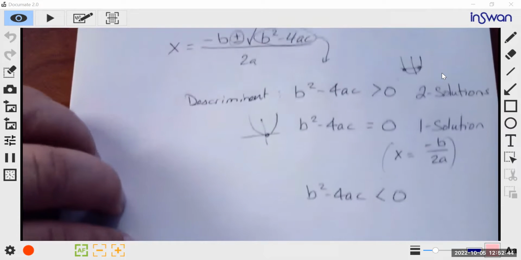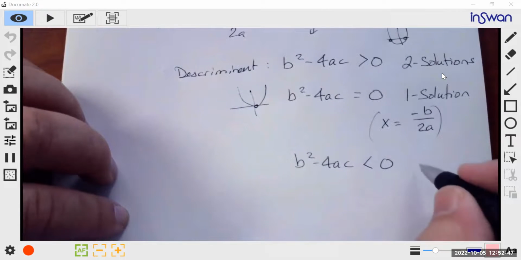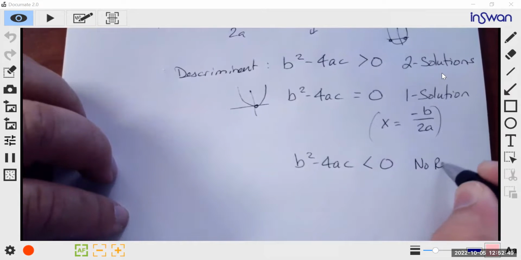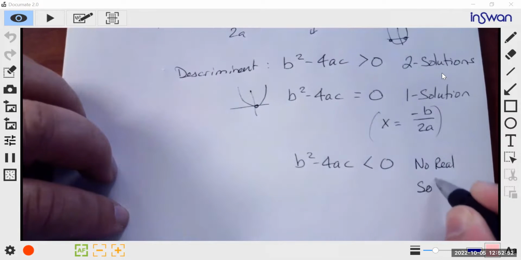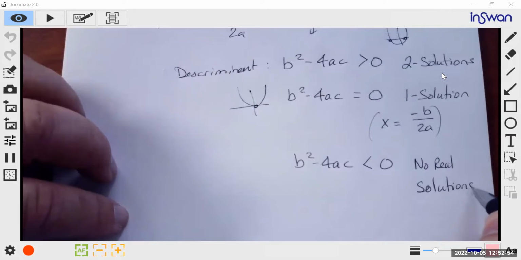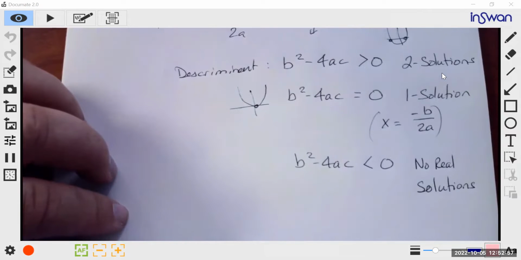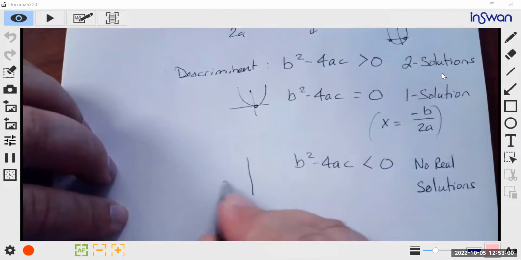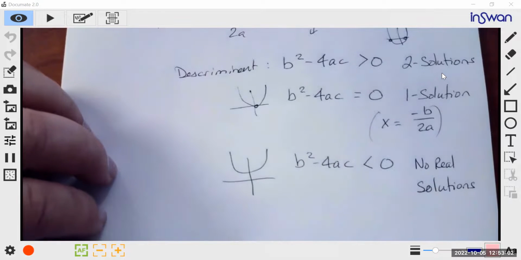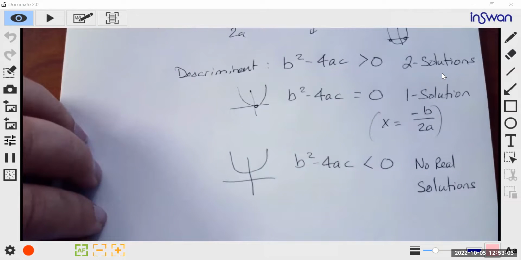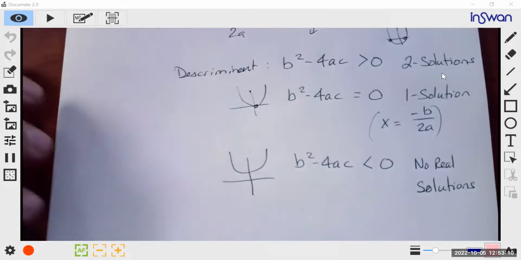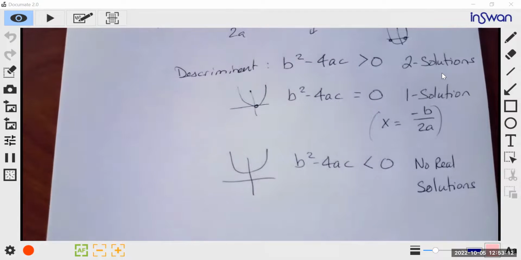If the discriminant is negative, it's less than 0, there are no real solutions. So since it says no real solutions, the graph will never cross the x-axis. So we know what the graph's going to look like by looking at the discriminant, looking at the leading term, looking at the constant. So far, so good?